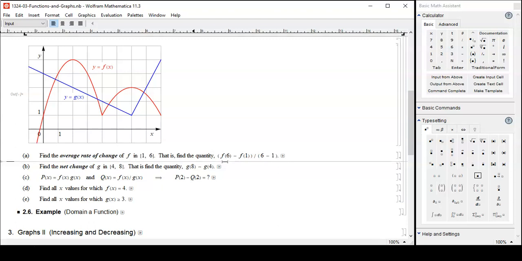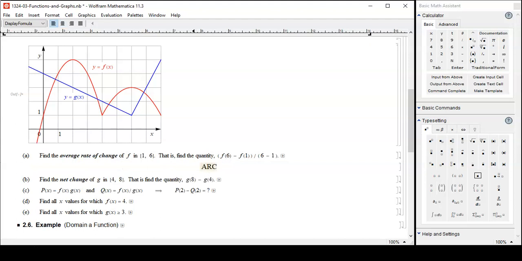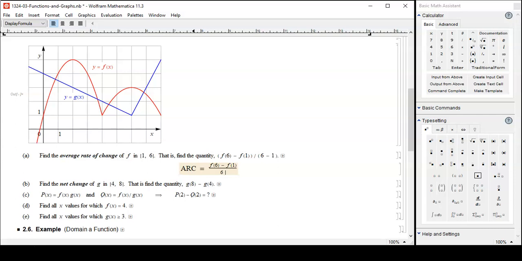Here we go, the average rate of change. The change of y-coordinate value over the change of x-coordinate value. The denominator is 6 minus 1, so I have 5, just 5. But the numerator, we have to find out what is f of 6 and what is f of 1.